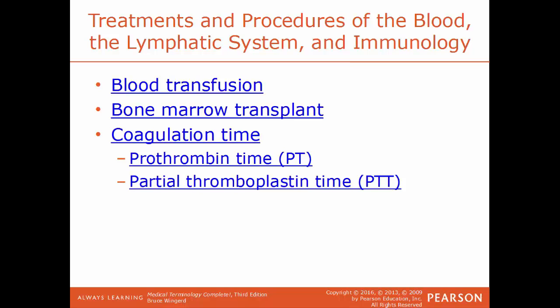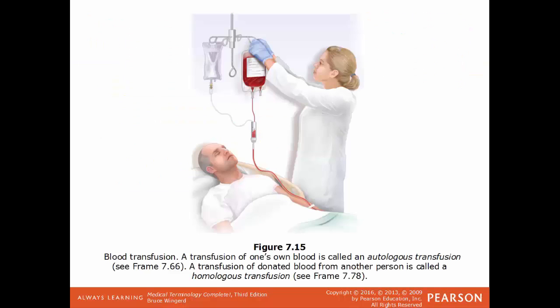Now, some examples of this would be the PT, which is the prothrombin time, and also the PTT, the partial thromboplastin time. And both of these are just examples of gauging how quickly your blood is able to clot in response to injury. In this image, we have an example of a blood transfusion.